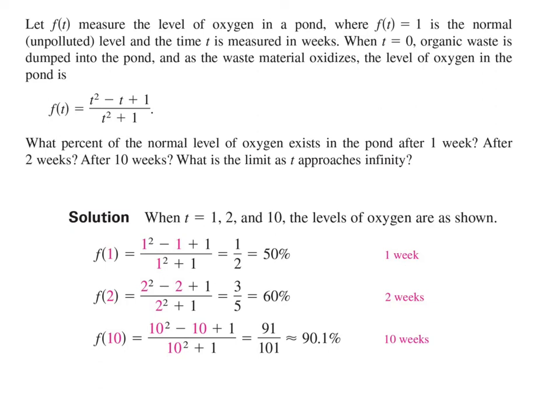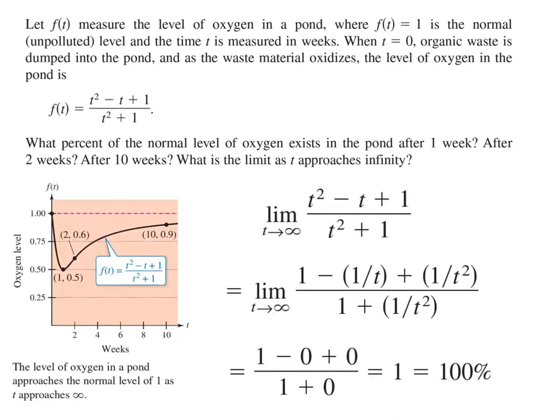So if I was looking for the percent of normal level of oxygen at 1 week, 2 weeks, 10 weeks, as t approaches infinity, so for all of time, all you really have to do is take that function and plug in 1, 2, and 10 for these first 3 questions, and the book actually works it out beautifully. So when I plug in 1 for 1 week, it's 50% levels of oxygen. At 2 weeks, 60%, and at 10, it's about 90.1%. And now what about as the limit of t approaches infinity?